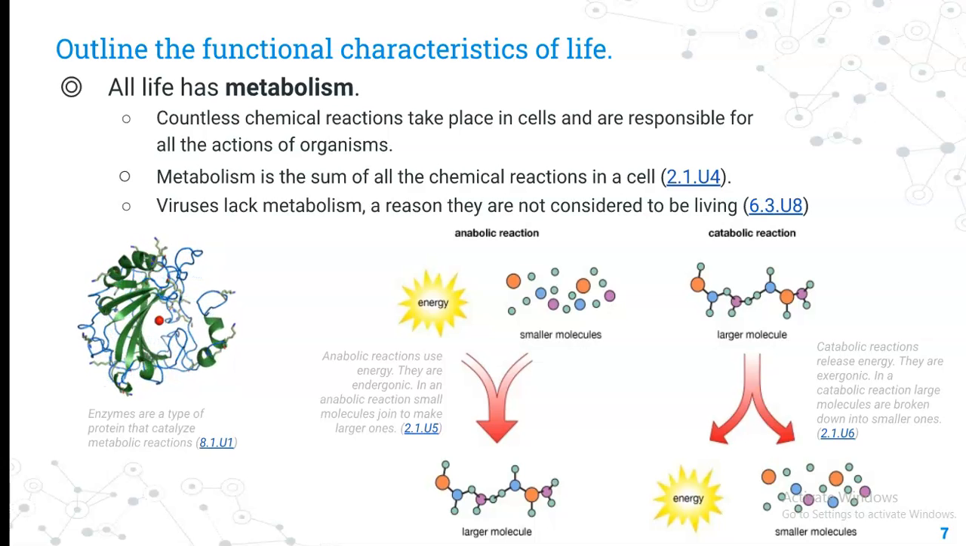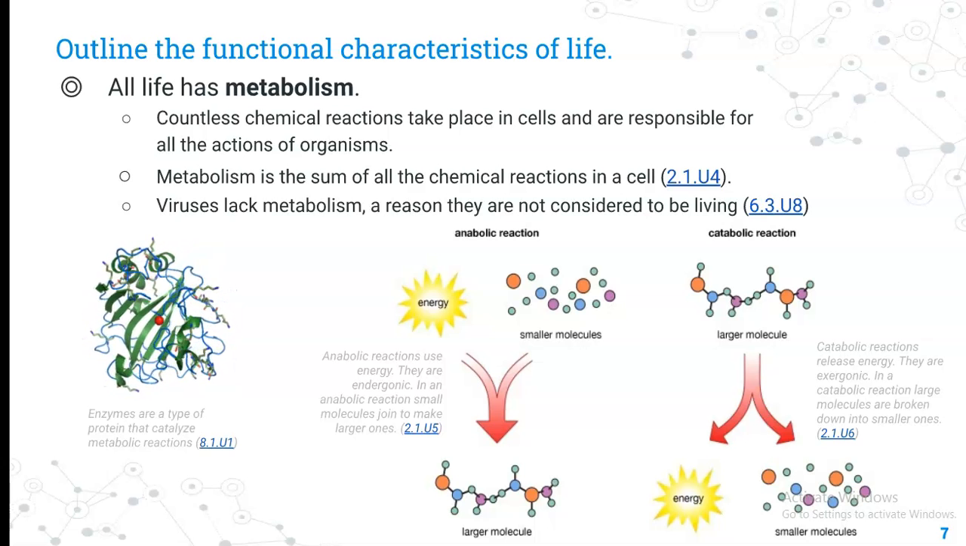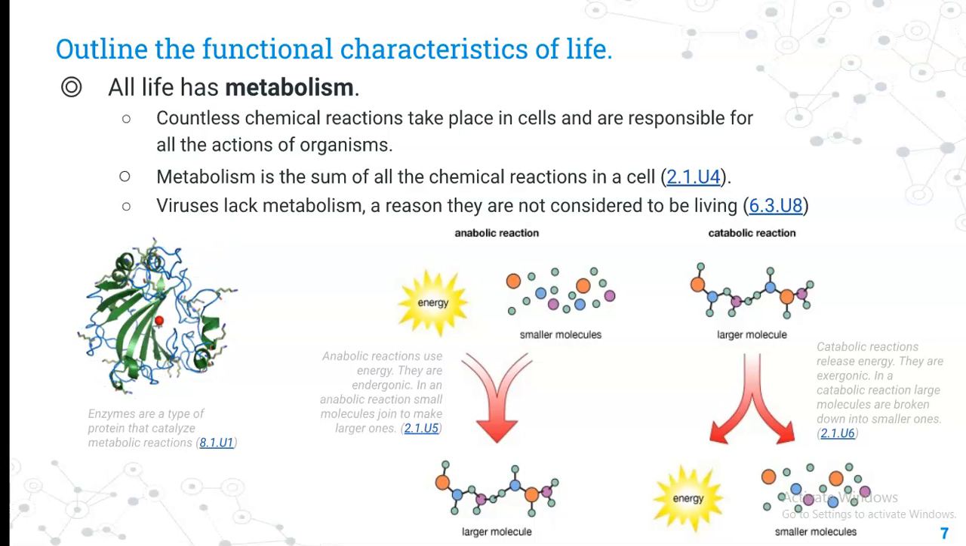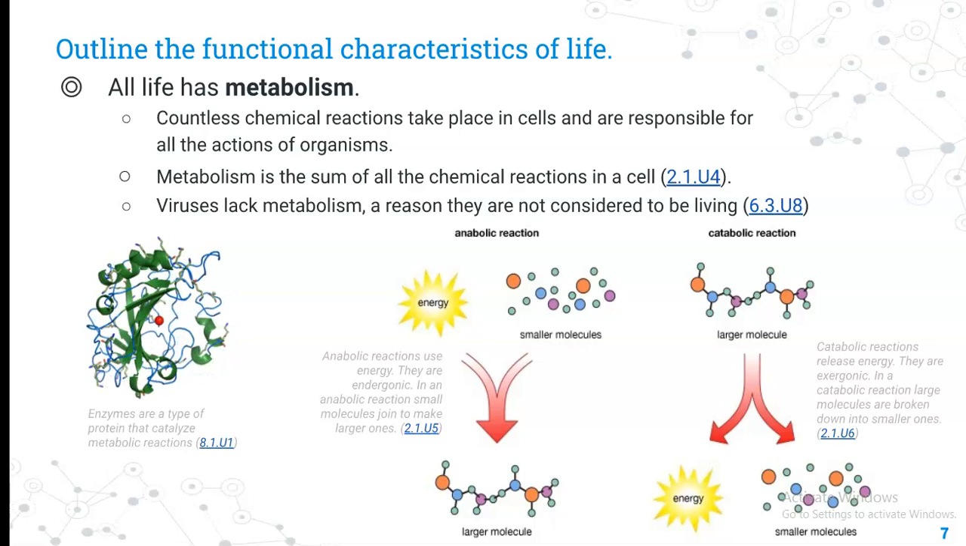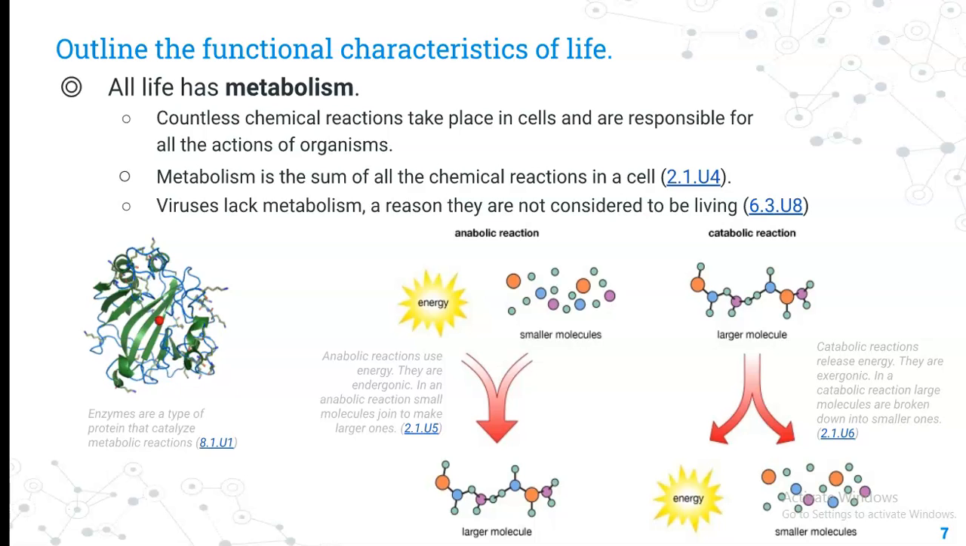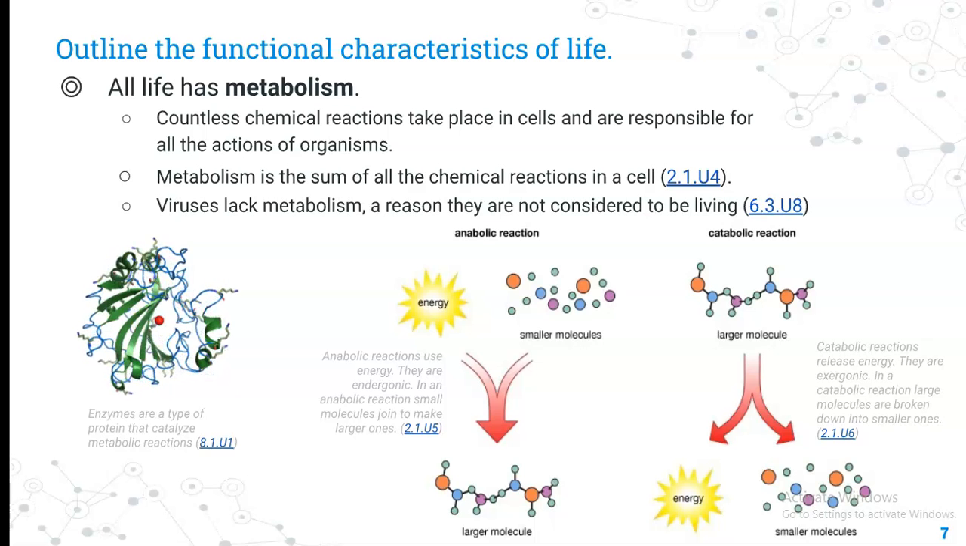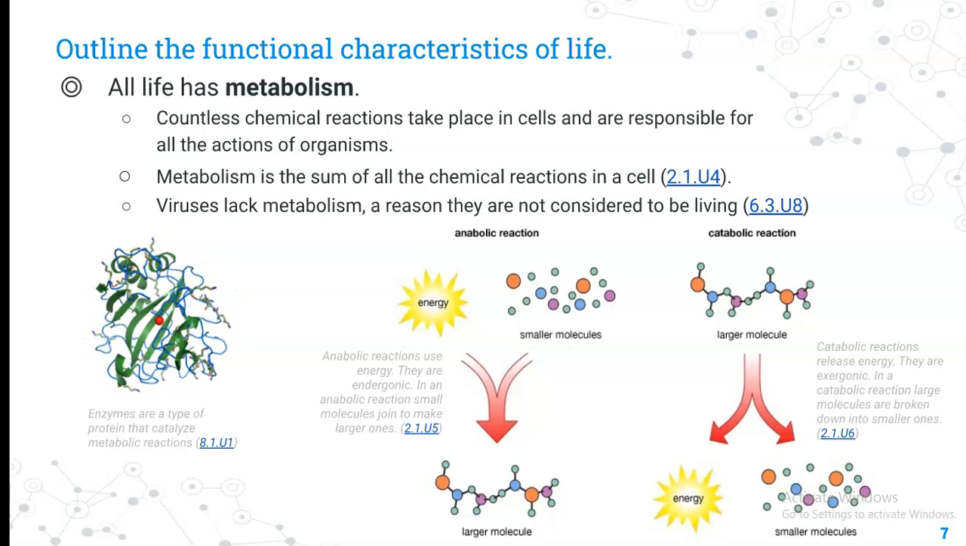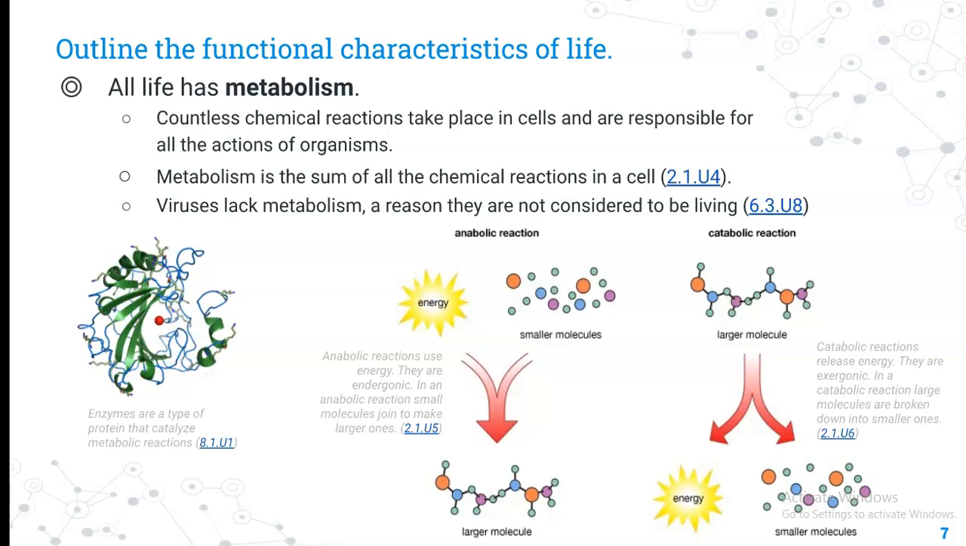The fourth characteristic of life is that all life has metabolism. Metabolism is defined as the countless chemical reactions that take place in cells and are responsible for all the actions of organisms. It's essentially the sum of all the chemistry that's happening inside one cell. And it's vast. Viruses lack metabolism. This is one reason we don't consider them to be living.